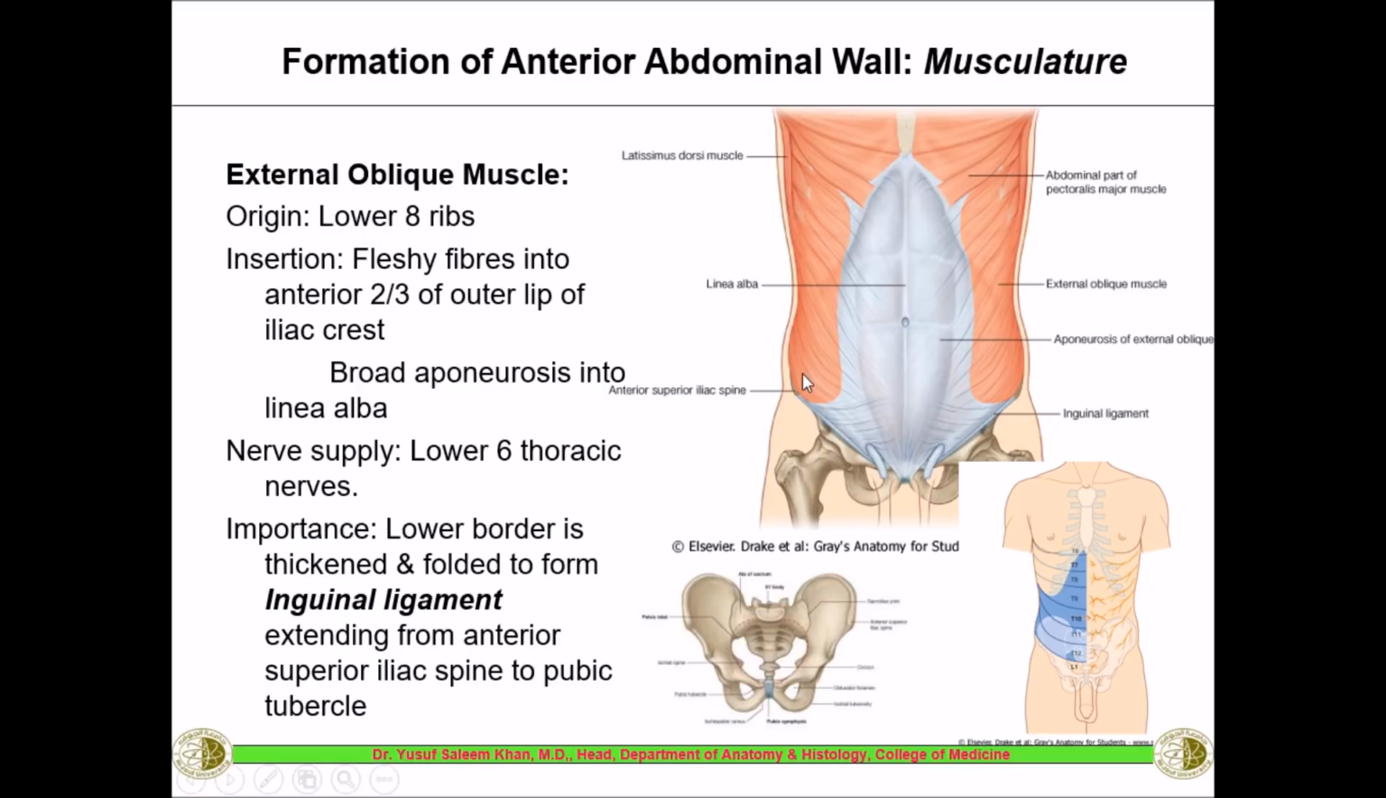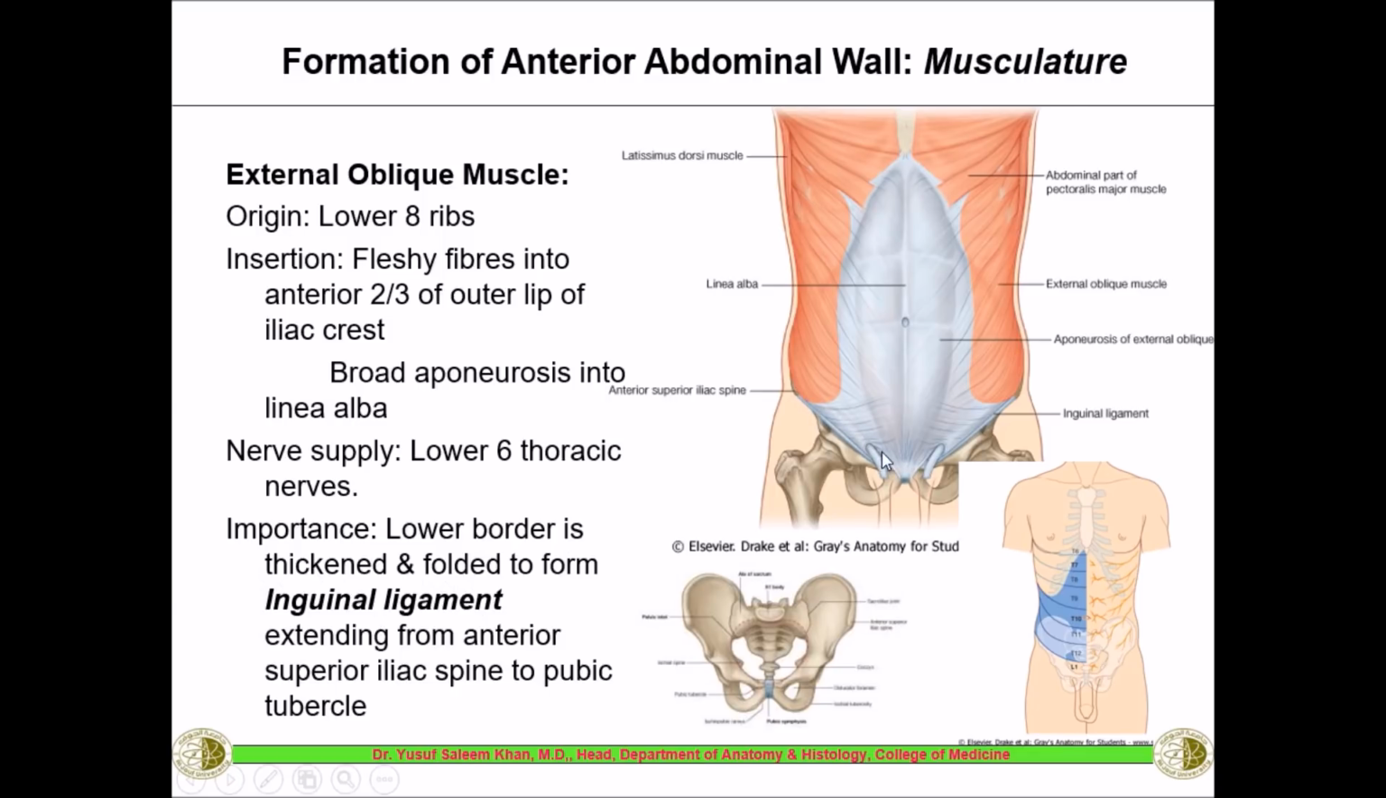A part of this muscle between this bony insertion and the linea alba will descend downwards, and it twists itself at this particular point, and especially the aponeurotic part twists and turns inside, and this becomes a very important structure called the inguinal ligament. A very important structure clinically. The lower border is thickened and folded to form the inguinal ligament, extending from the anterior superior iliac spine up to the pubic tubercle here.